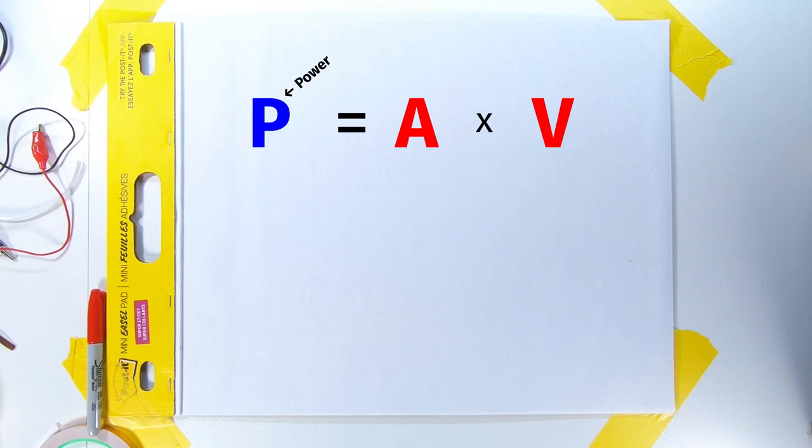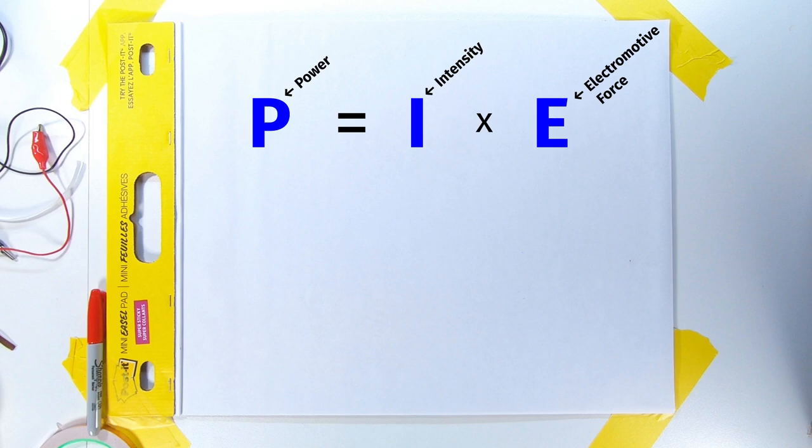Instead of A for amps, we have the letter I. I means intensity, which is a pretty good way to think about current, and it comes from the French. Volts transmogrifies into E, where it means electromotive force, and good luck with that. P is still measured in watts, I is still measured in amps, and E is still measured in volts, but it's P equals I times E.